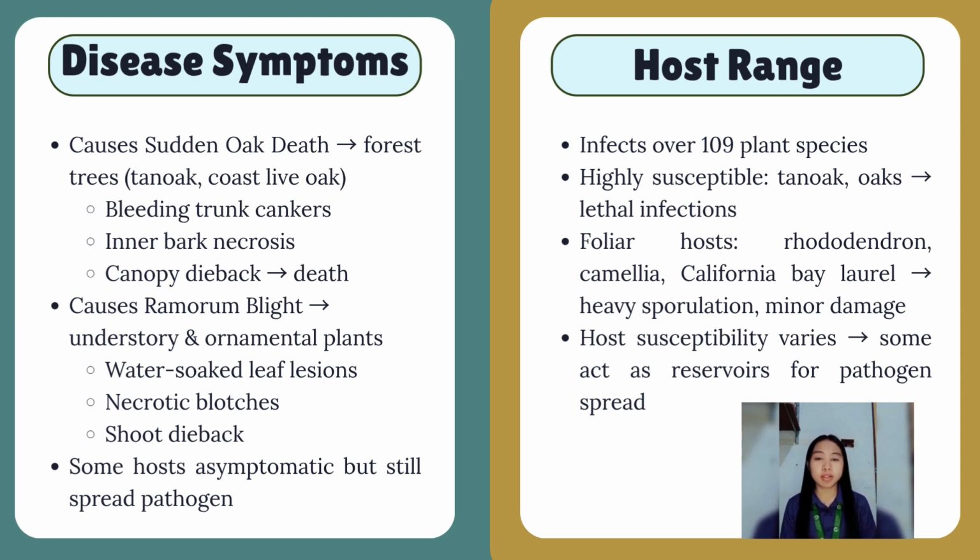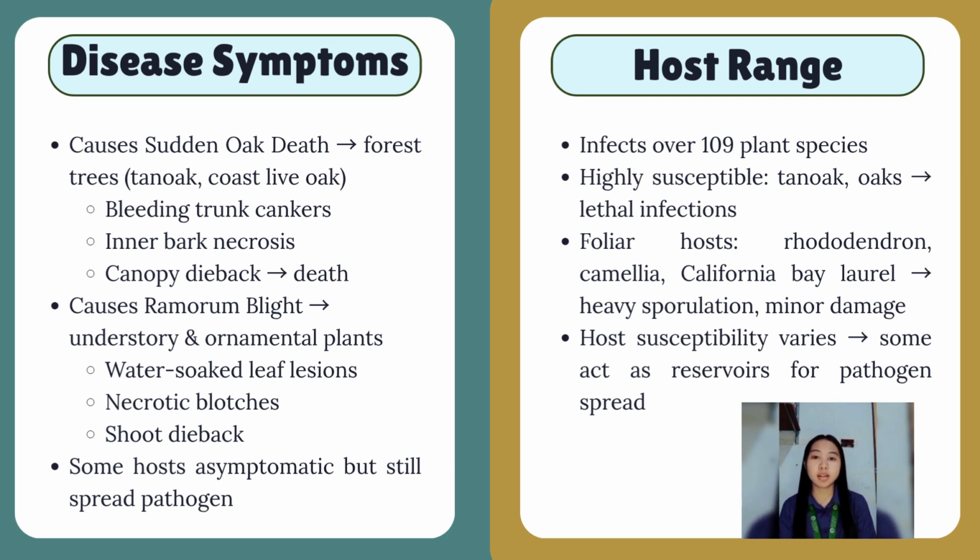Phytophthora ramorum causes two major diseases depending on the host. In forest trees such as tanoak and coast live oak, it results in sudden oak death. The key symptoms include bleeding trunk cankers, inner bark necrosis, and progressive canopy dieback, which eventually leads to tree mortality.